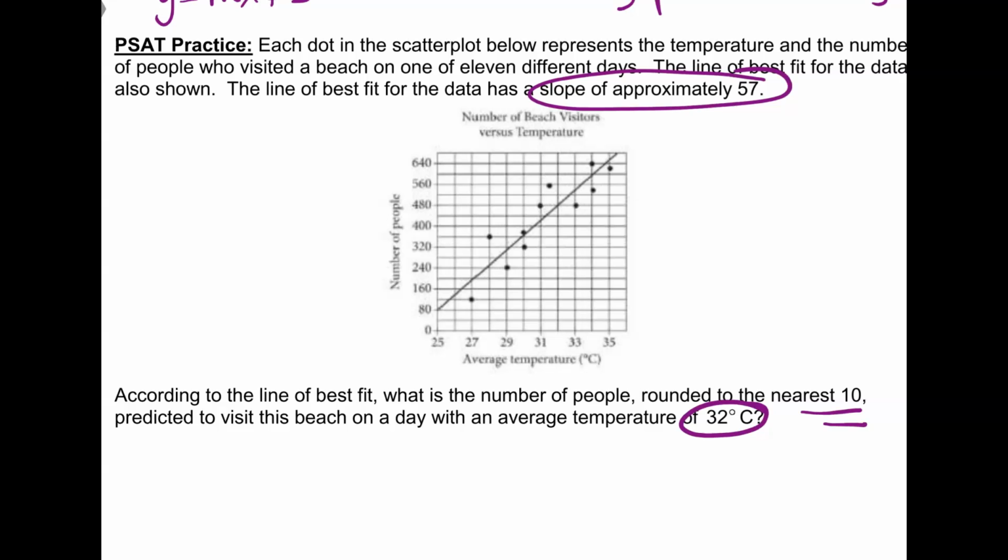Sounds like close to 5, 6. It shows it's between 31 and 32. It's almost at 560, so it's probably around 600. So at 32 Celsius. Jesse is gone. Okay, what number do you think it should be?